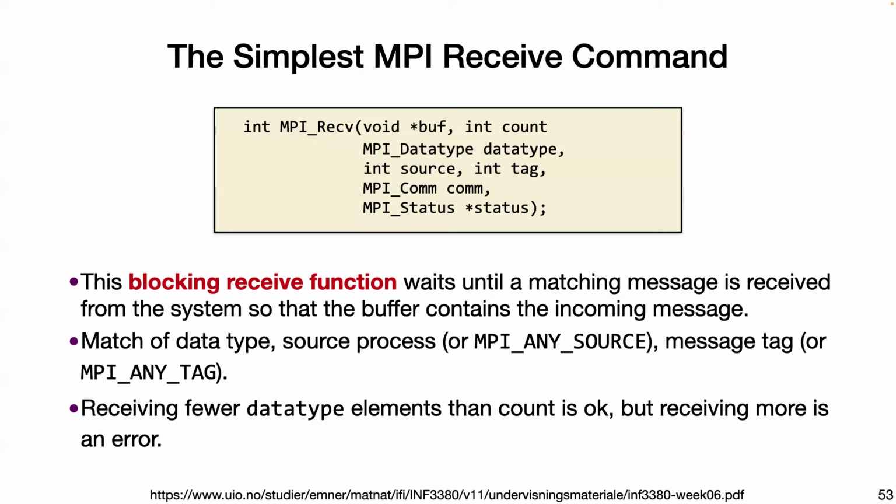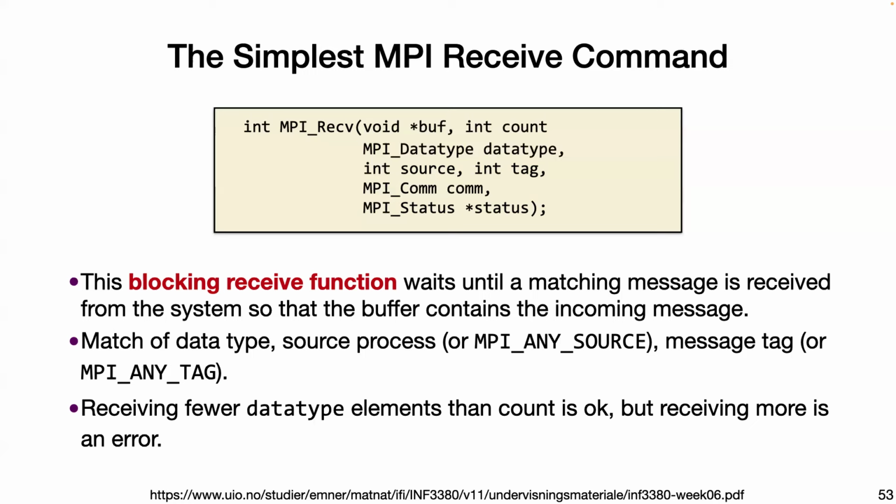If you want to uniquely identify a particular message, you can pass around unique identifiers, or you can just pass MPI any tag if you don't care about the identifier. And you can get fewer than count, but it's going to be a problem if you want to receive more than the count that you passed in.